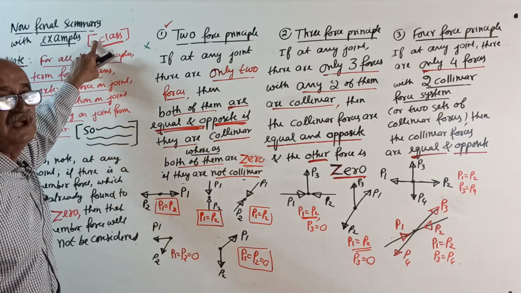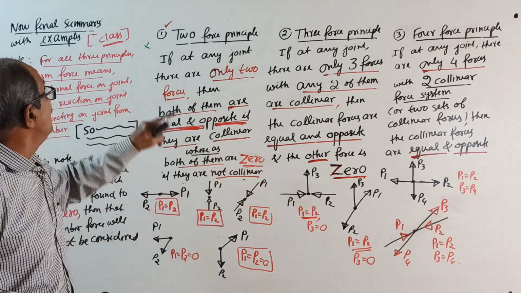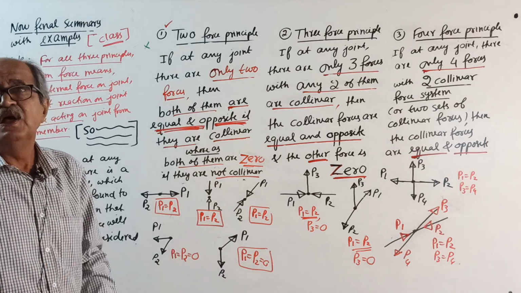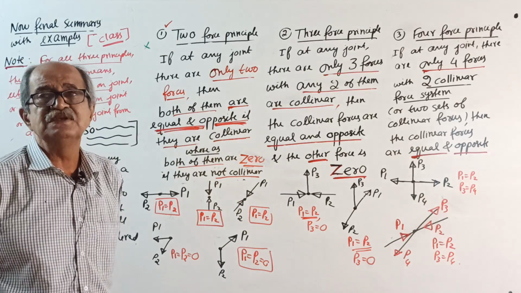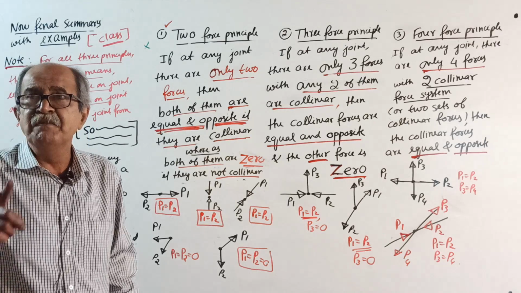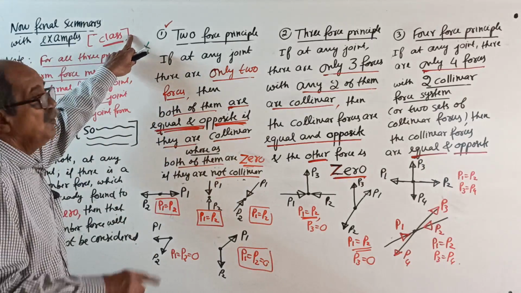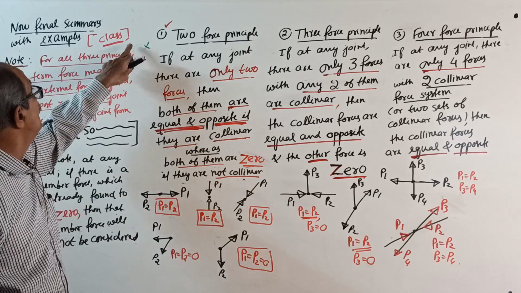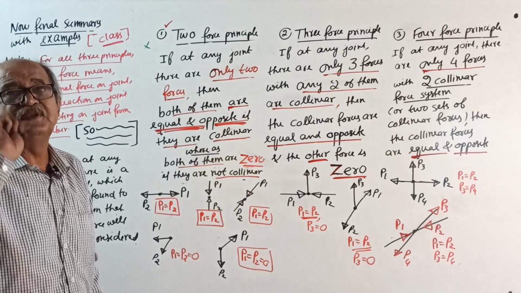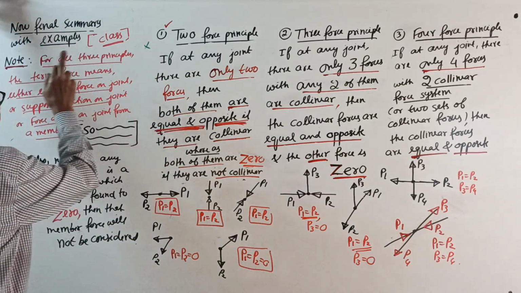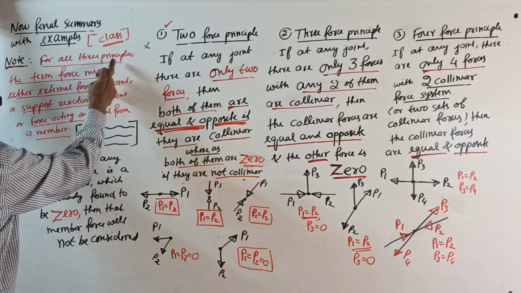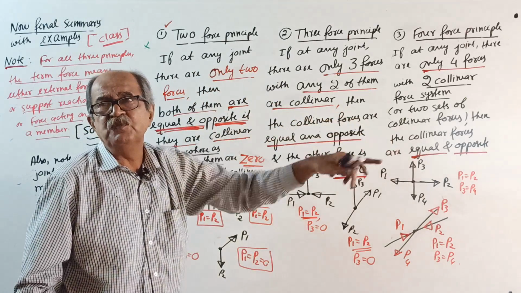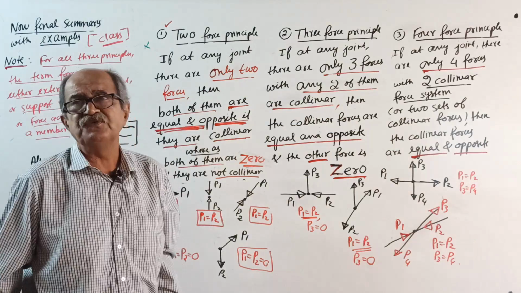For 3, I already wrote earlier, but now I can't write, as space is not there. For the 3 important ones, you can call them principles or rules: 1, the 2 force principle; 2, the 3 force principle; 3, the 4 force principle. Note that sometimes it is 2 forces, sometimes 3 forces, sometimes 4 forces, only that many forces.